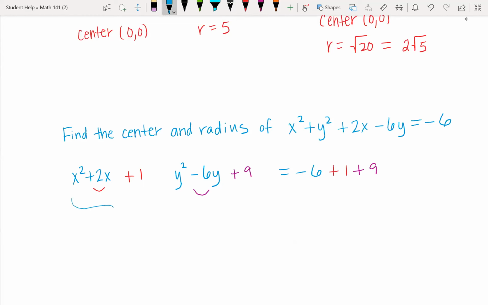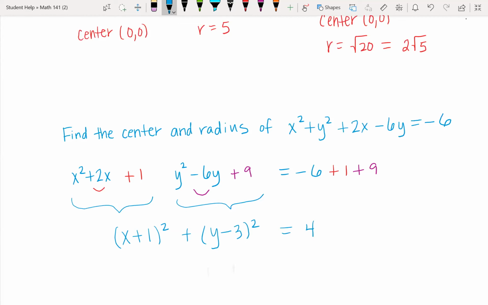So this part becomes x plus 1, the quantity squared. Just a little note, whatever number you got when you took half of the middle term, that's the number that ends up here in the compressed form of all the terms. And then this becomes y minus 3 squared. Again, half of negative 6 gives me that negative 3. On the right-hand side, looks like we've got 4.